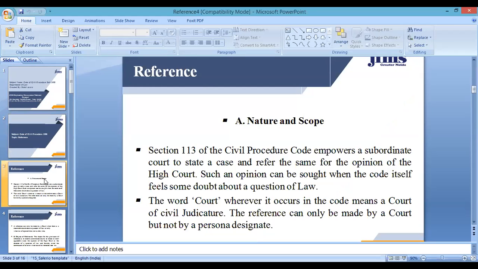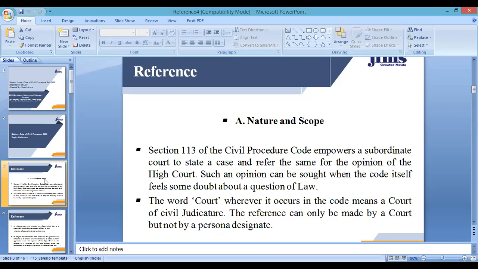As far as the expression reference is concerned, the said word has not been defined in the Code of Civil Procedure. My dear students, as you are all aware, Section 2 of the Code of Civil Procedure has defined various expressions, but the legislature did not provide a definition of reference therein. It only gives a relevant provision for the understanding of this concept of reference.